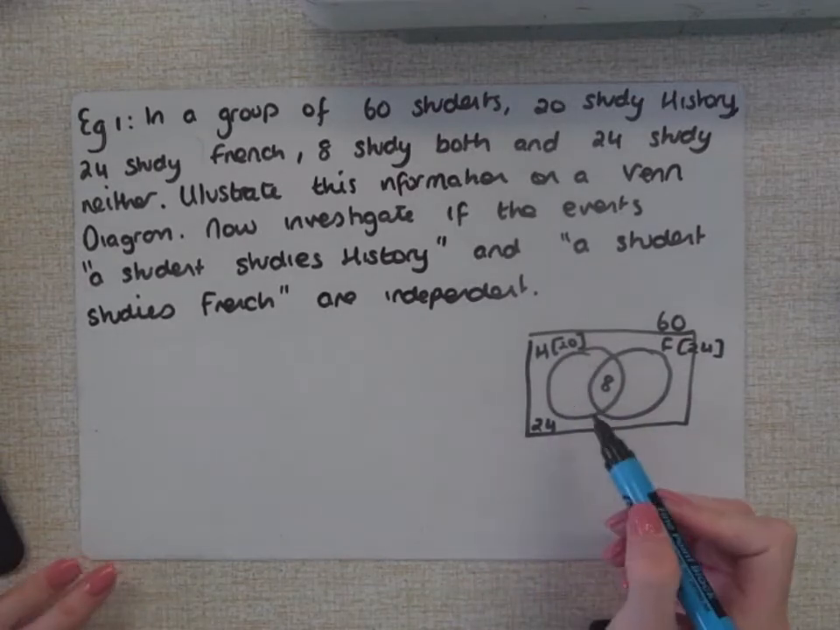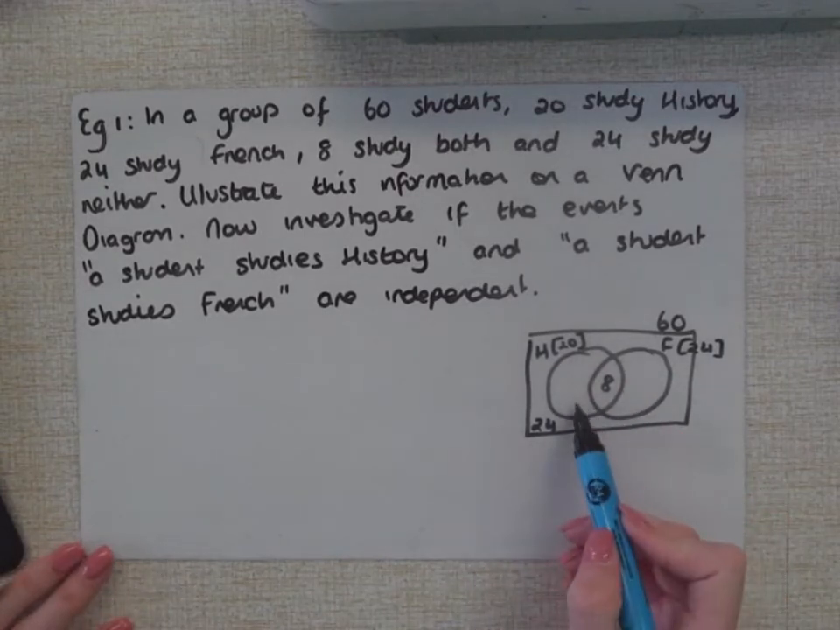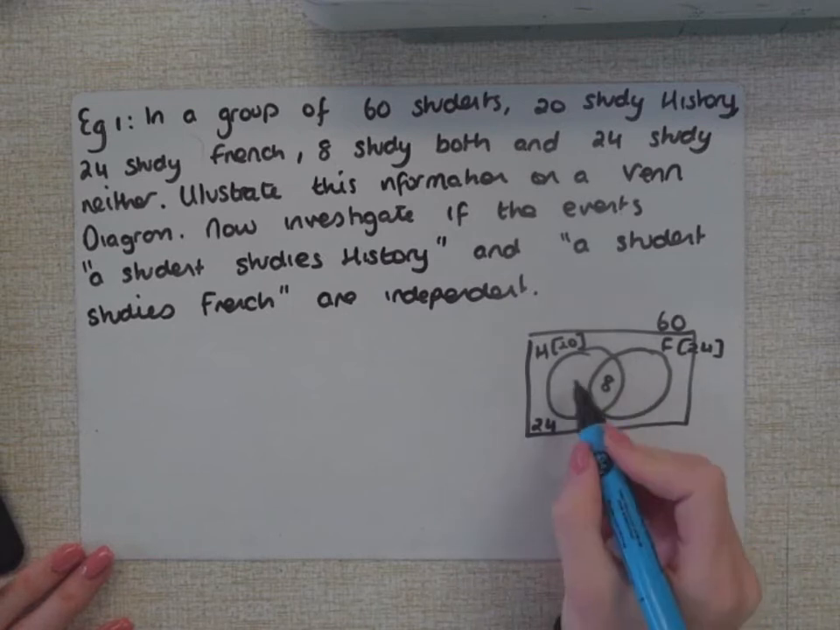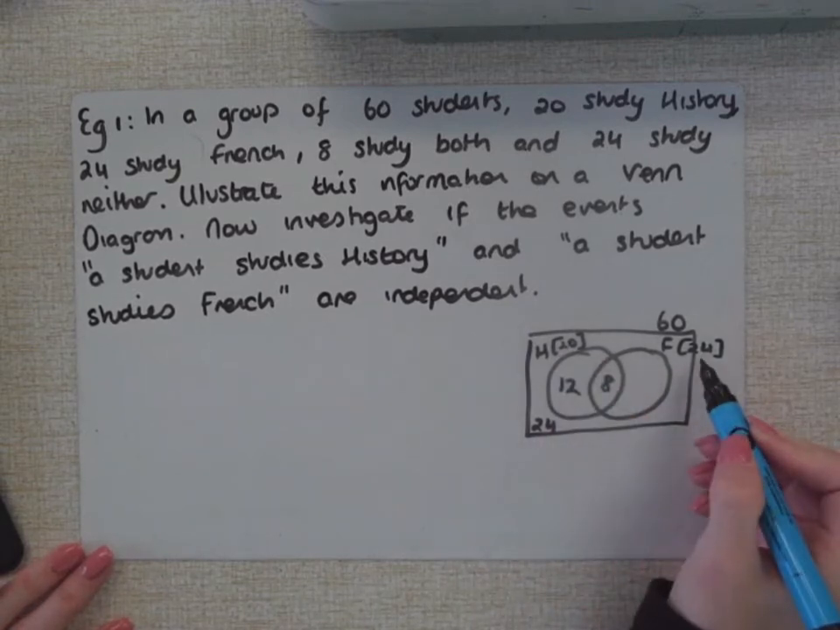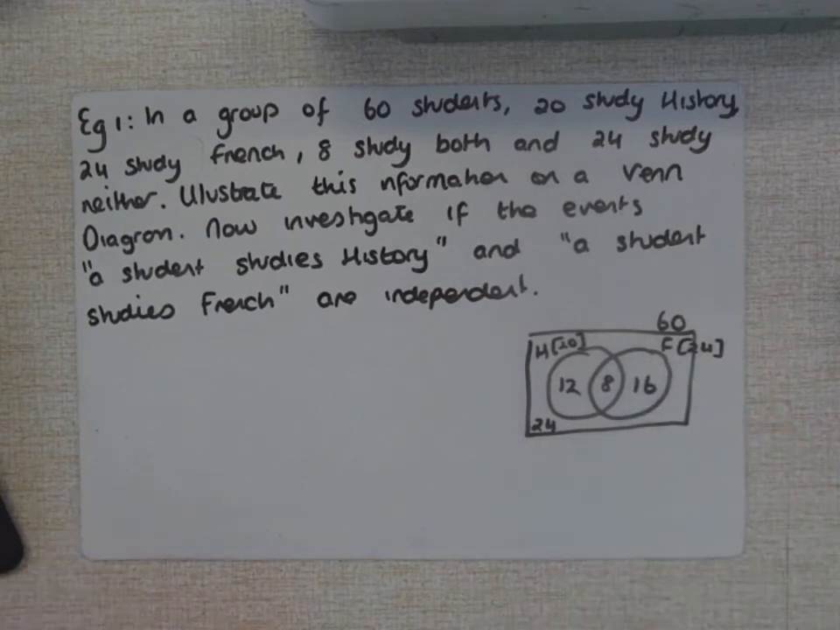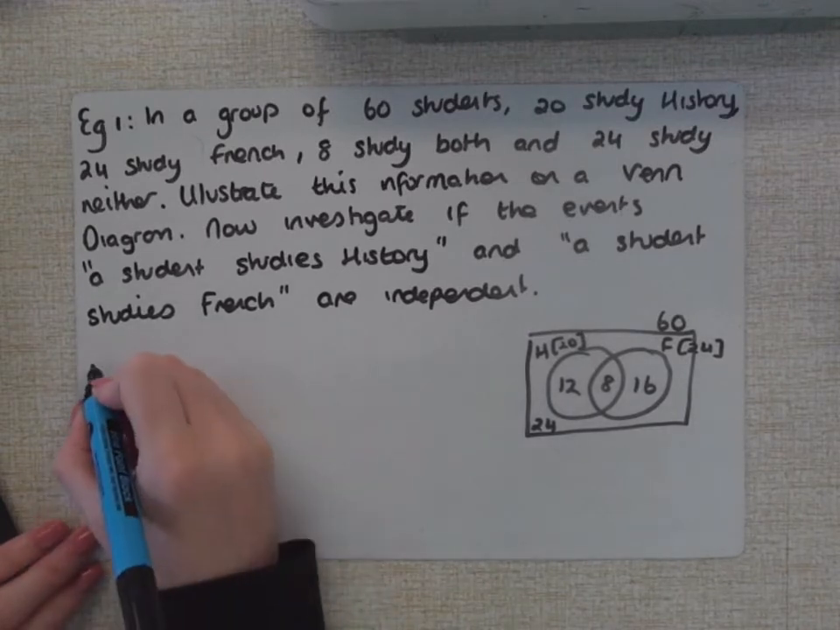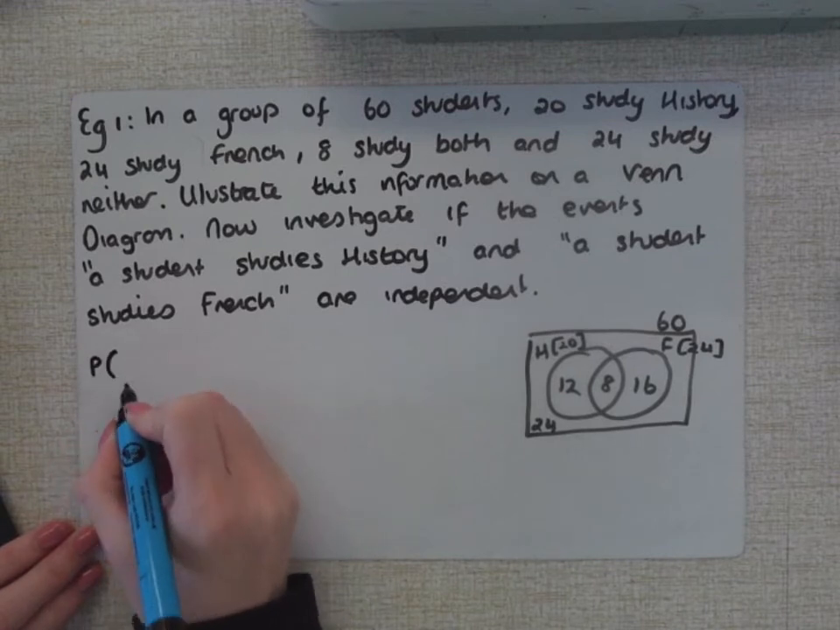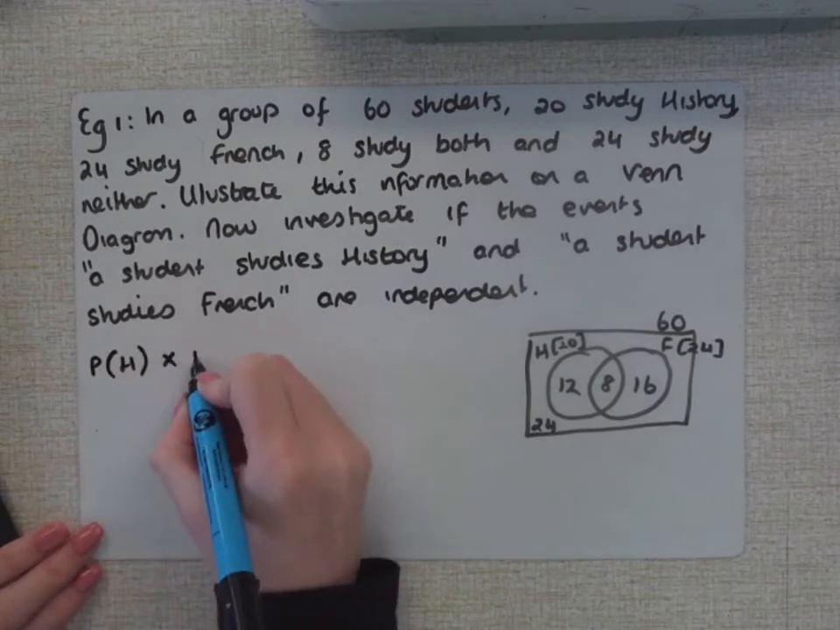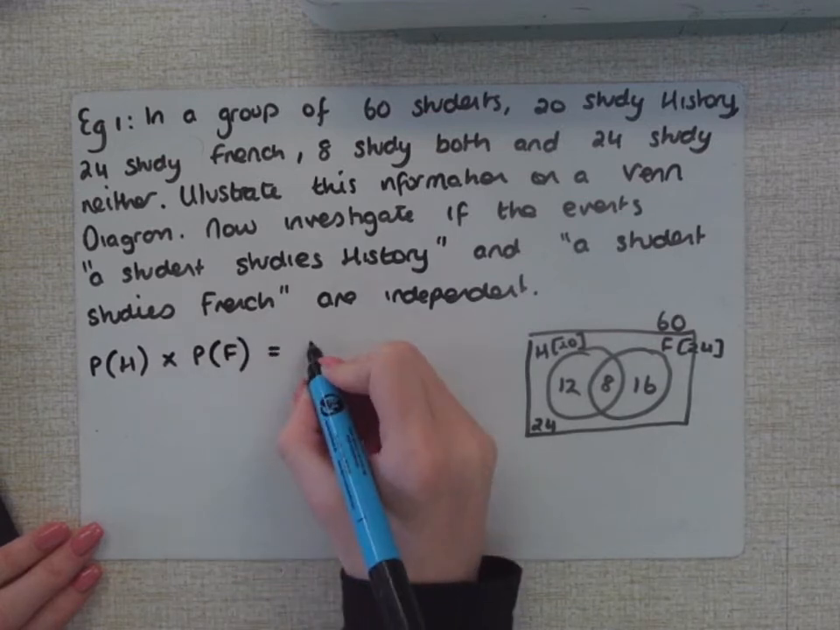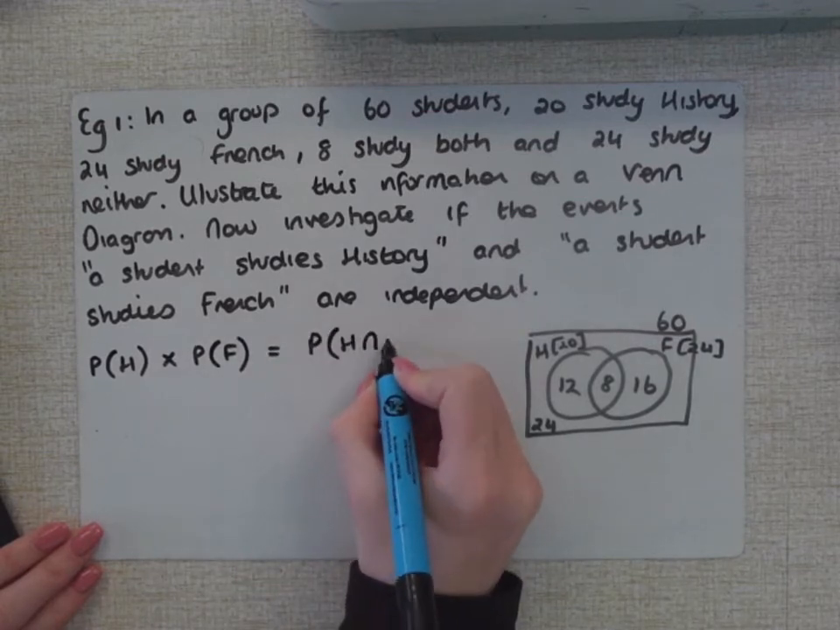So history only would be this bit here. 12, lovely. 20 take the 8. And French only would be your 16. Okay? So there it is illustrated on a Venn diagram. Now investigate if the events a student studies history and a student studies French are independent. If they're independent, the probability that a student studies history multiplied by the probability that a student studies French will be equal to the probability of history intersection French.